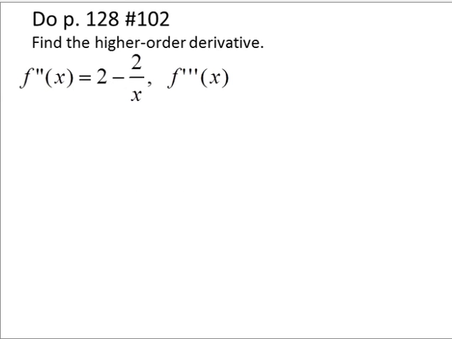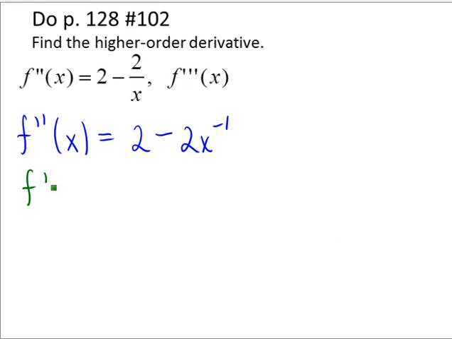This next problem starts out by saying to find the higher order derivative. It gives me the second derivative, and I now have to find the third derivative. So in order to find the third derivative, all we need to do is take the derivative of the second derivative. Notice the notation I'm going to use for the second derivative is the f double prime. I am going to go ahead and rewrite the second derivative with a negative exponent. That way, it does make finding the third derivative much easier.